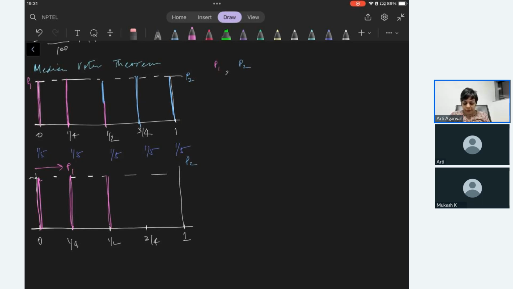Now, people at 3 by 4, for them, P2 is definitely the closest candidate. P1 is within half of their policy position, but still they will vote for the candidate closest to them, which is P2. So people at 3 by 4 will still vote for P2, and people at 1 will definitely vote for P2 because he is the closest candidate. So now what happened? The vote share of P2 is 2 by 5.